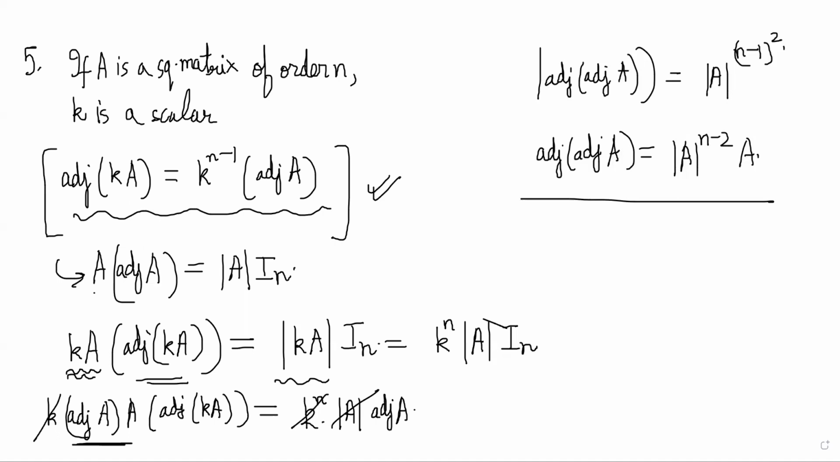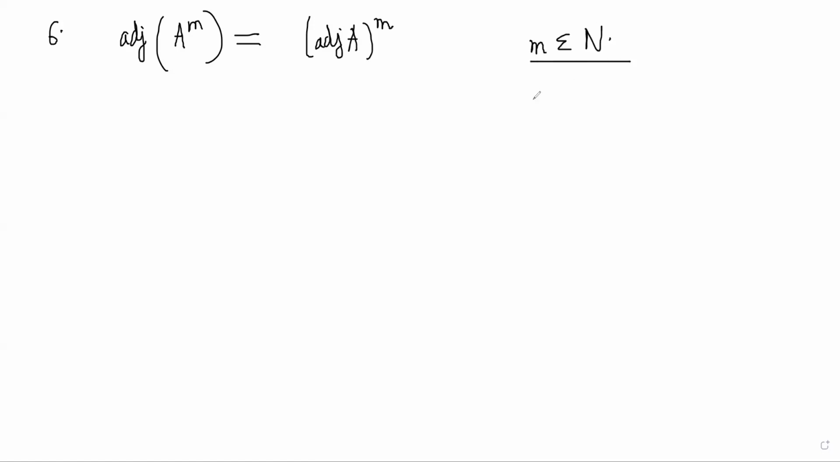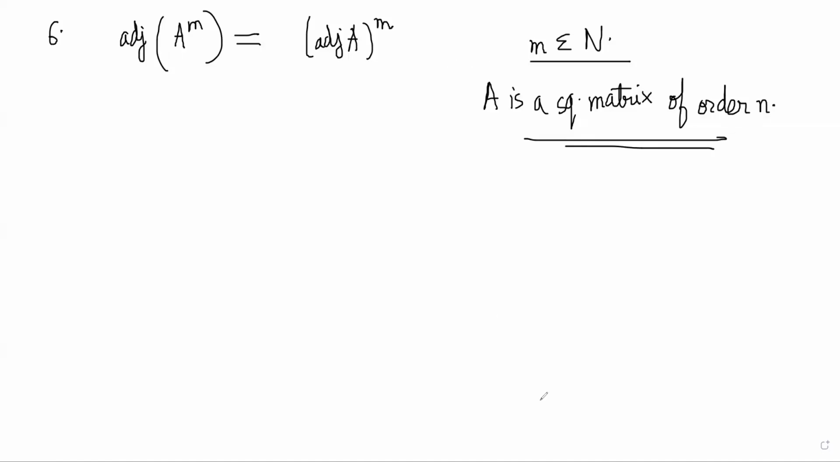Then the next thing is, if you have A is a square matrix of order n and you have m is a natural number, adjoint of A power m is same as adjoint of A whole power m. This is true for m belonging to natural numbers where A is a square matrix of order n. So power rule is pretty simple. There is not too much complication there.